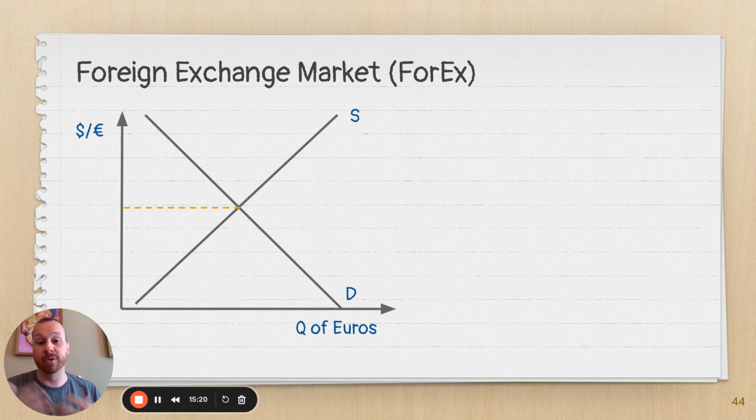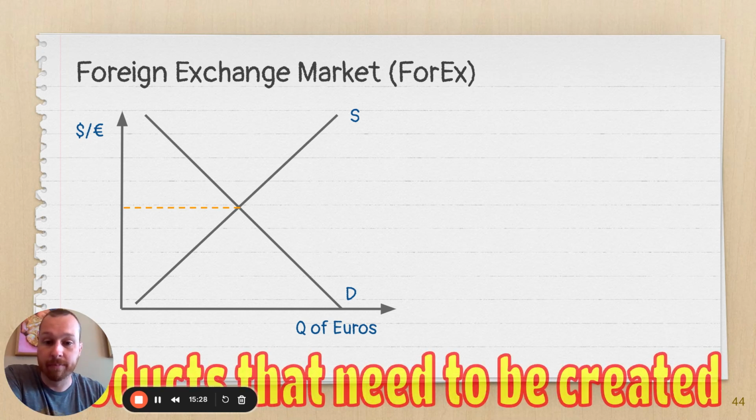At higher prices, people don't want to buy as much. So we have a negative relationship for demand, a positive relationship for supply. And then we have our equilibrium interest rate, right?